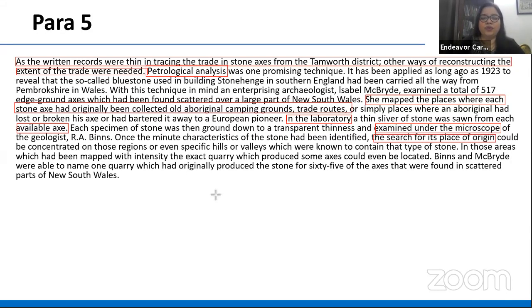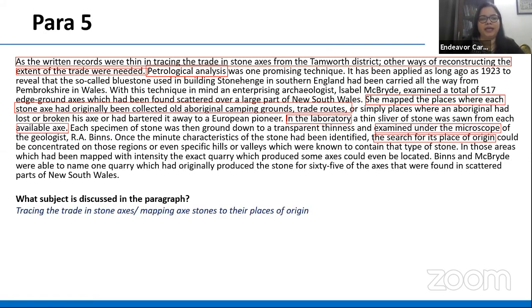Okay. So what is this paragraph all about? What's the focus of this paragraph? If I ask you what's the subject? Axe stone trade, correct? Undoubtedly, you'll tell me that. Sorry, what's the subject? Axe stone trade was the subject of the last paragraph. What's the subject here? Tracing the trade in stone axes, or trying to map the places of origin. So a mapping process in order to reconstruct the entire trade route, right?